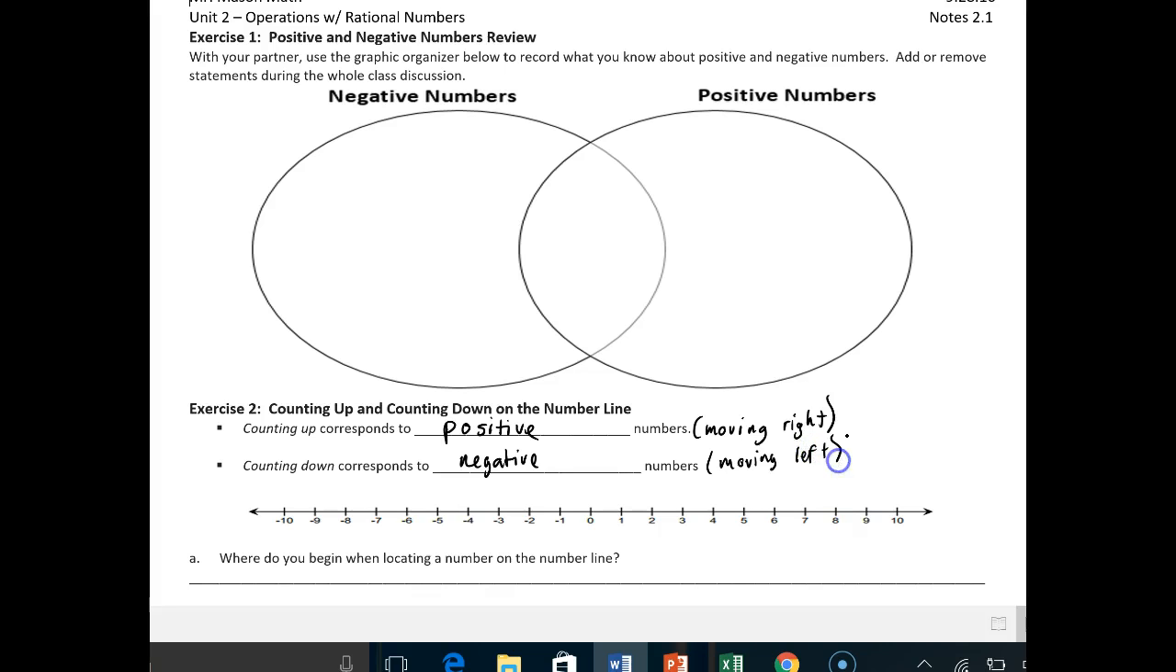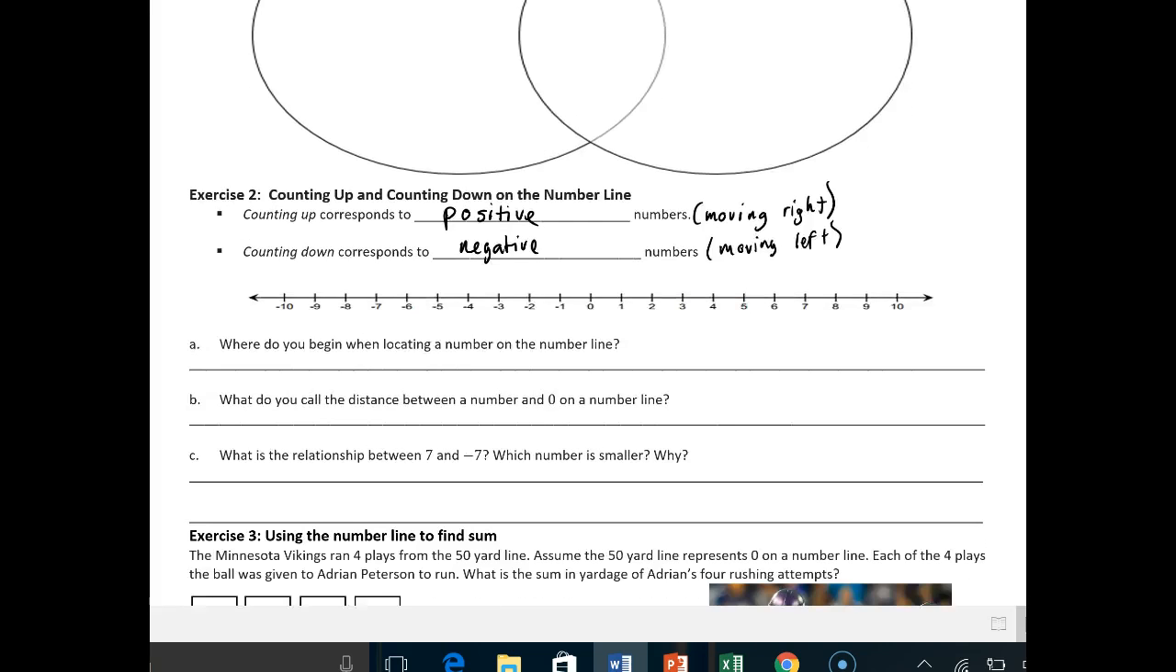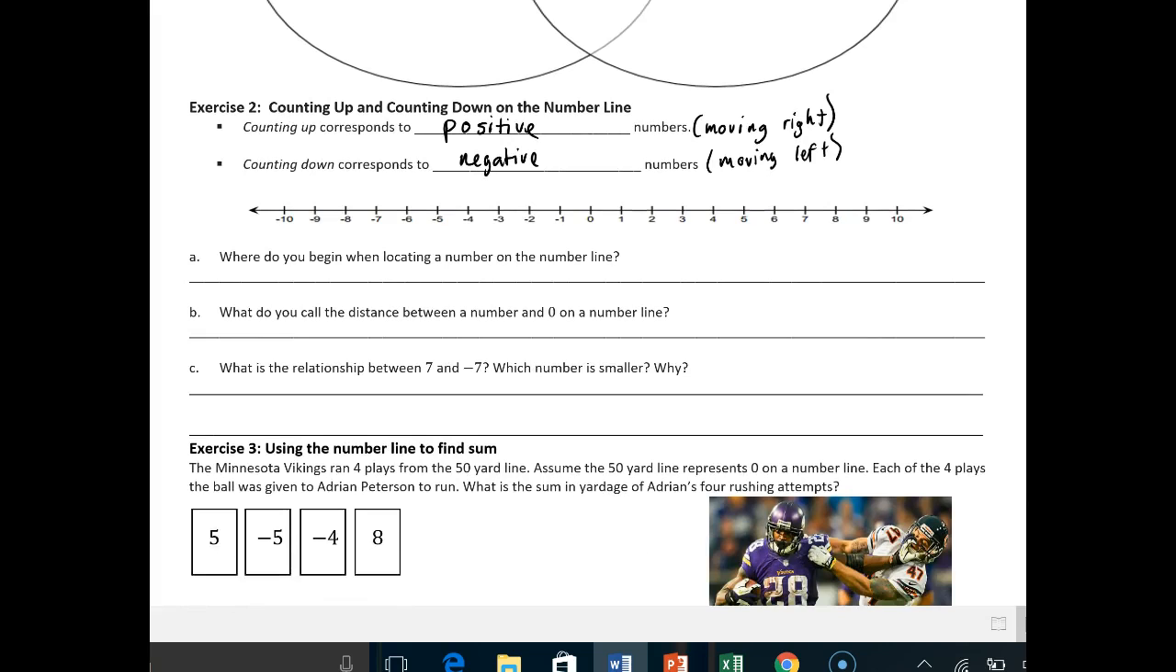So if we go ahead and take a look at a number line here, we're going to answer questions A through C. Where do you begin when locating a number on the number line? You always start at 0 no matter what. So if I tell you find me -5, start at 0, and then you say, hey, I move 5 times left. If I tell you go to 8, start at 0, move 8 times right.